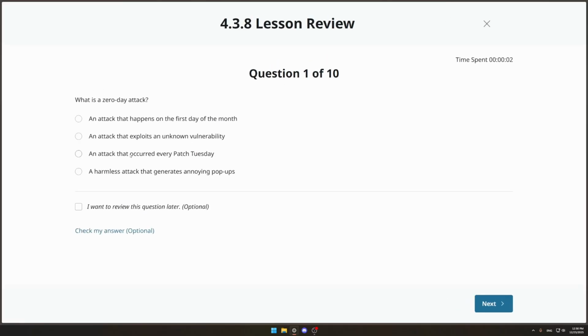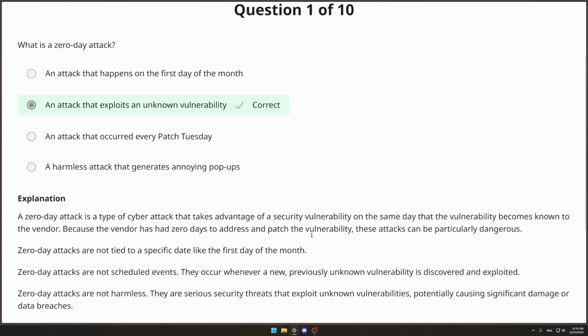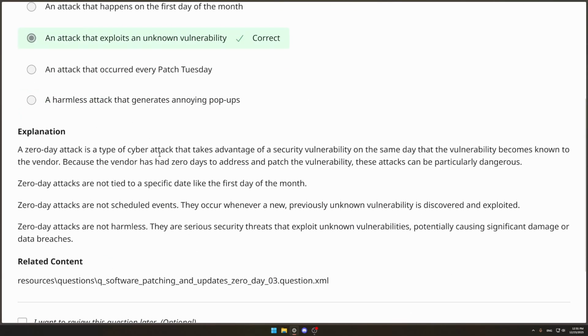Okay, what is a 0-day attack? I want to say it is an attack that exploits an unknown vulnerability. Yes. A 0-day attack is a type of cyber attack that takes advantage of a security vulnerability on the same day that the vulnerability becomes known to the vendor. Because the vendor has had 0 days to address and patch the vulnerability, these attacks can be particularly dangerous.